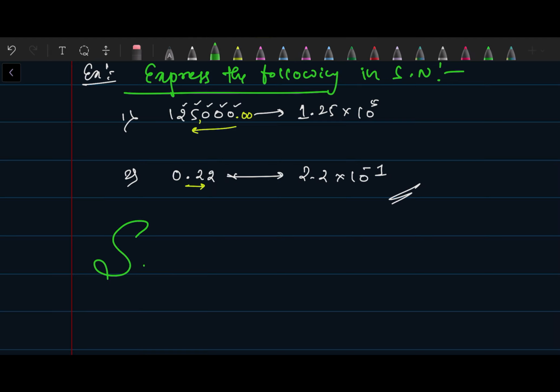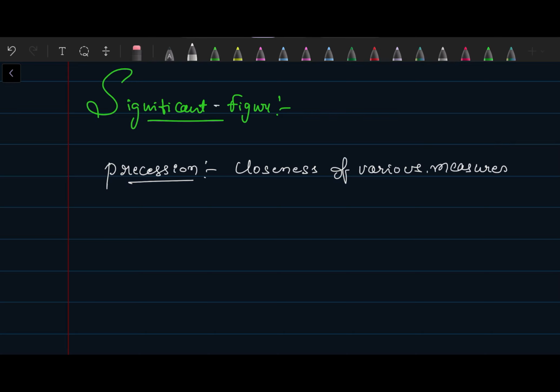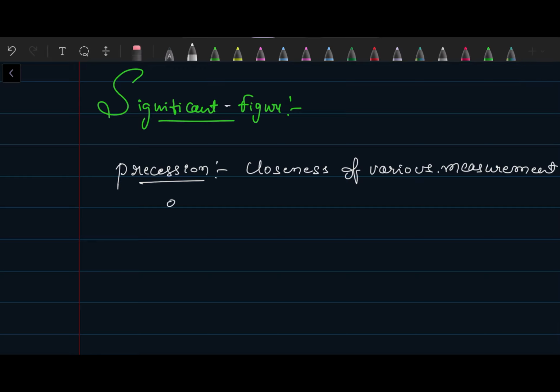Most important one, we will discuss significant figure. Here, two terms are most important: one is precision, another one is accuracy. First one, precision. Precision is nothing but the closeness of various measurements of the same quantity.